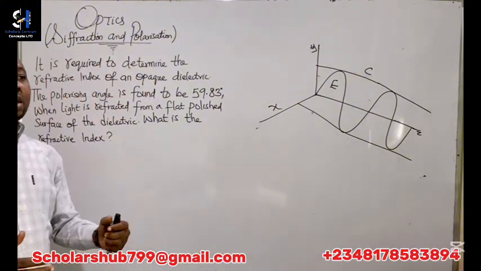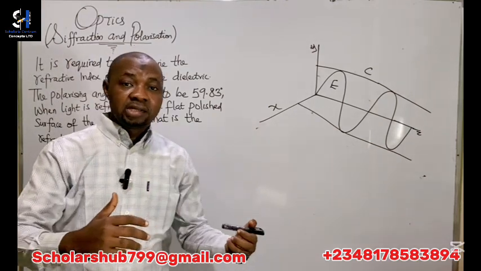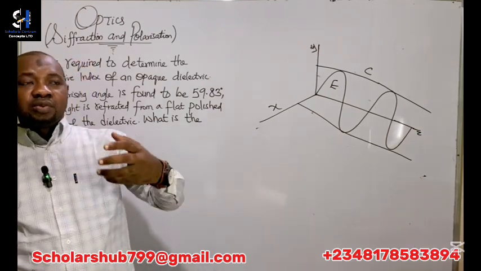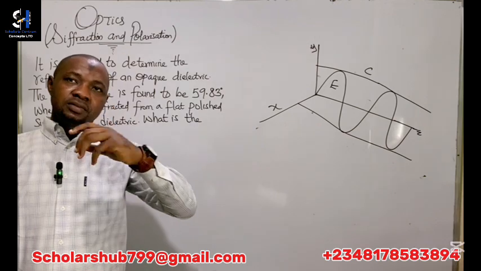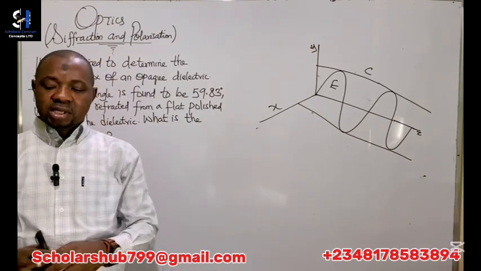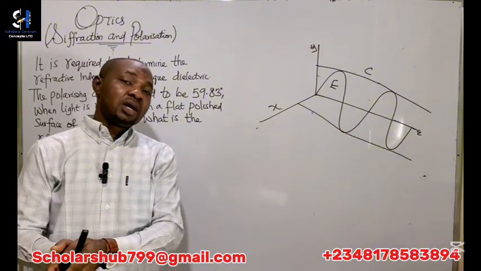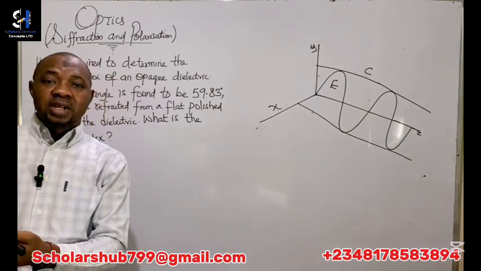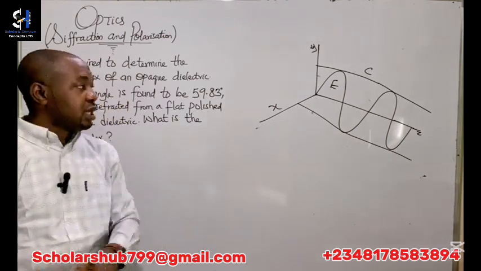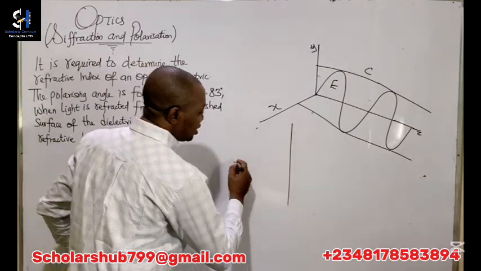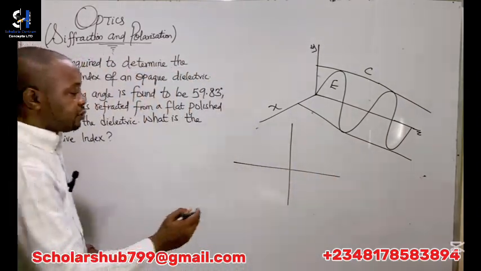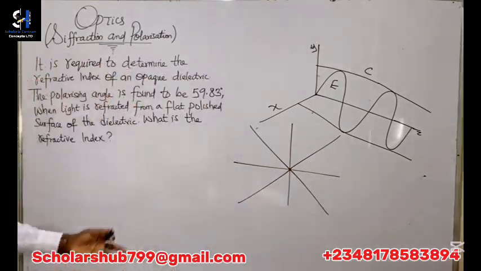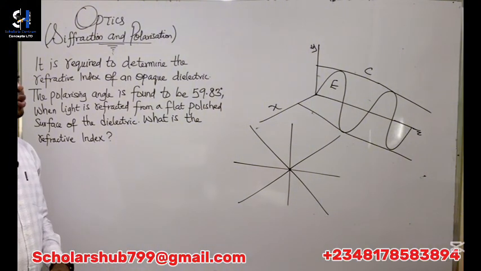Unpolarized light is light in which the planes of vibration are symmetrically distributed about the direction of propagation of the wave. That is, in the case of unpolarized light, the light will not travel along a single plane. This is unpolarized light, just like the light in this room.